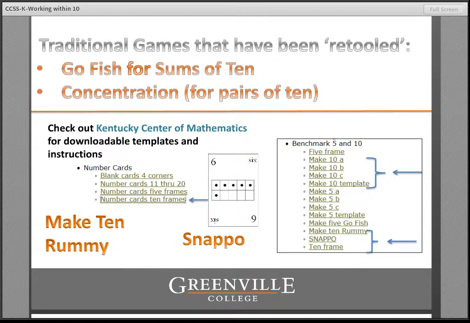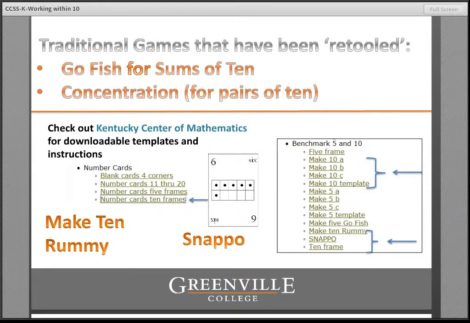the 10 frame cards. Once the children, and this probably will be more of a first grade target, but once children are able to do this game very easily without any effort really with the 10 frame cards, then I switch them out so they're working with just the numerals and the 10 frame scaffold is removed.